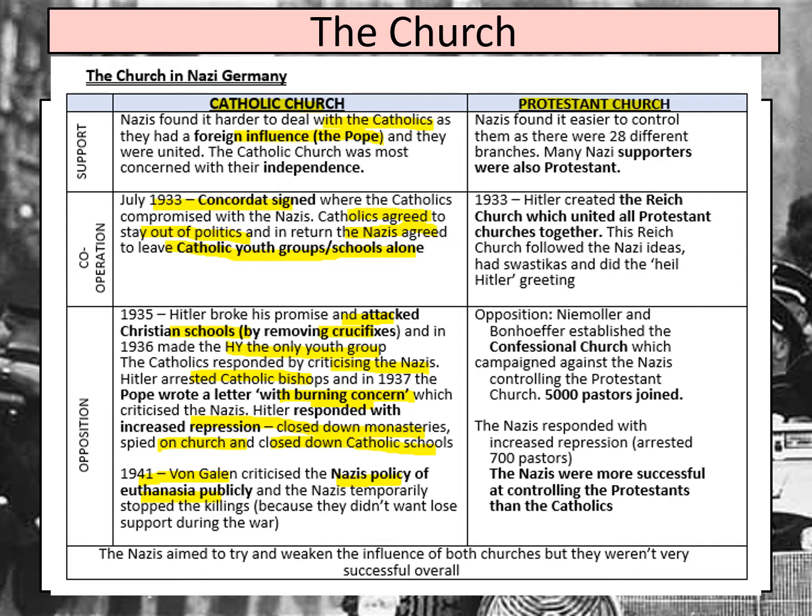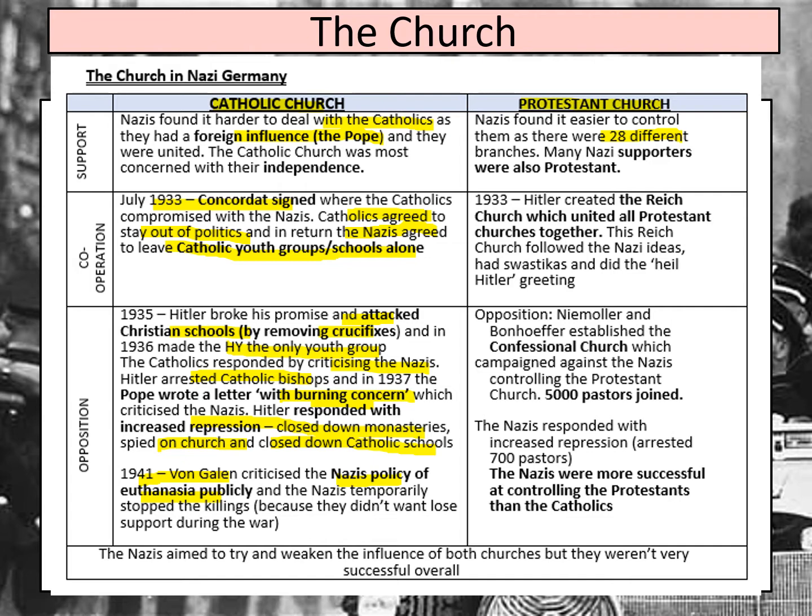The other area that we need to know about is what their policies were like towards the Protestant Church. Now, generally, Nazis preferred the Protestant Church because, first of all, there was no foreign leader like the Pope, and second of all, a lot of their support came from the Protestant population. The Protestant Church also wasn't just one united church with one leader. It was actually 28 different branches, all ever so slightly different.